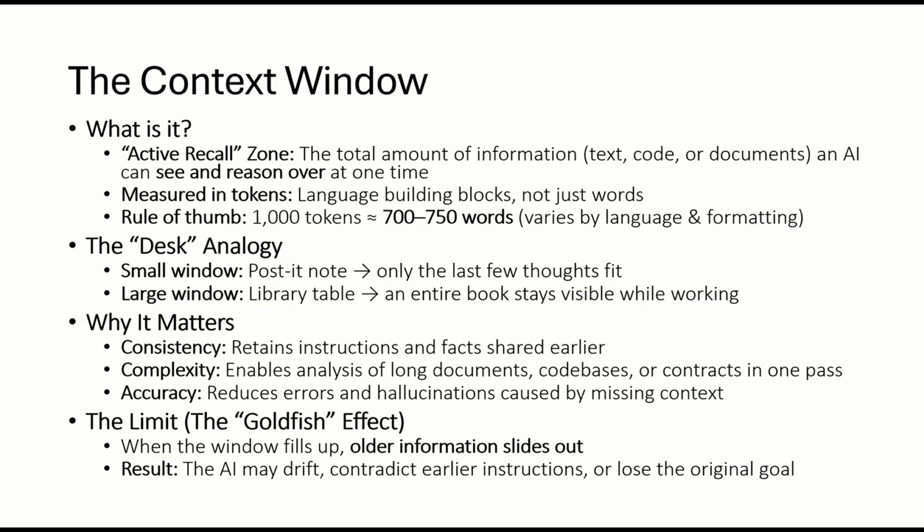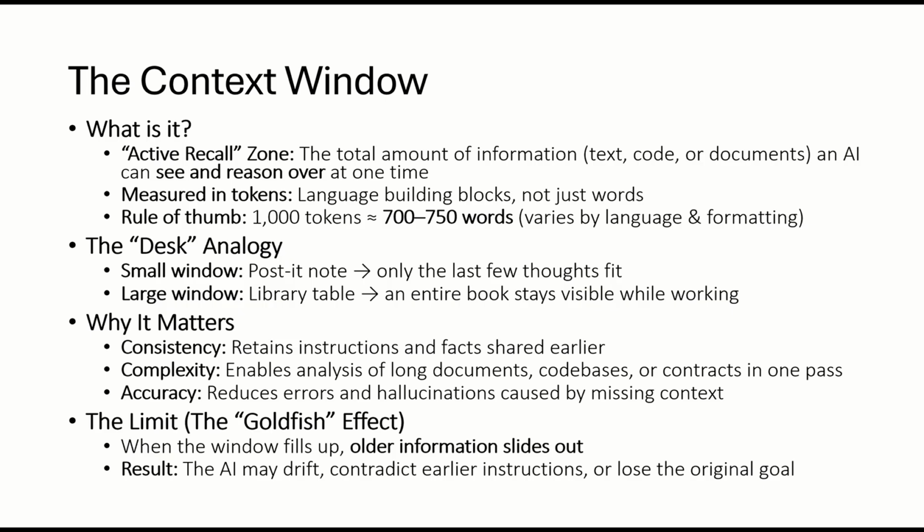So, why does this matter? First, consistency. A larger context window helps the AI remember instructions and facts shared earlier in the conversation. Second, complexity. It allows the AI to analyze long documents, full code bases, legal contracts, or research papers all in one go. Third, accuracy.